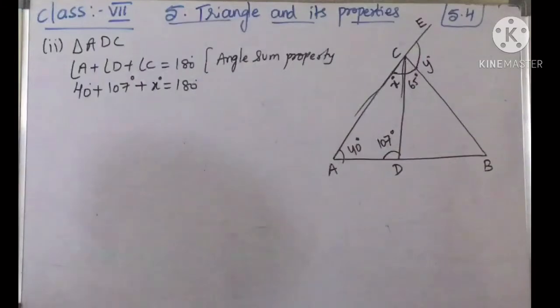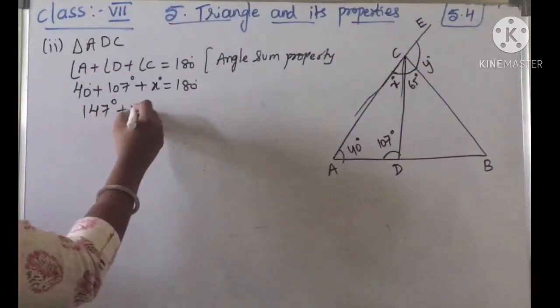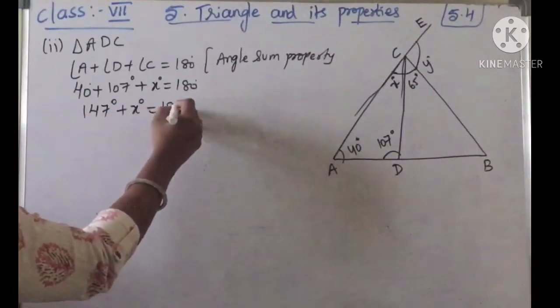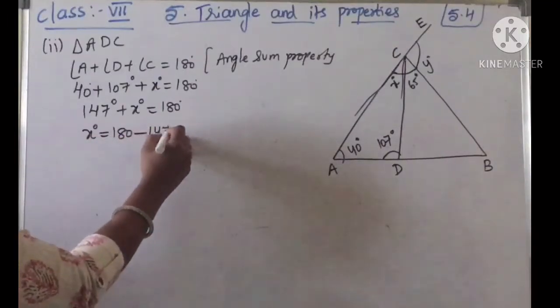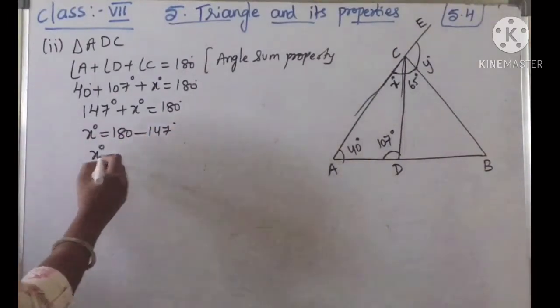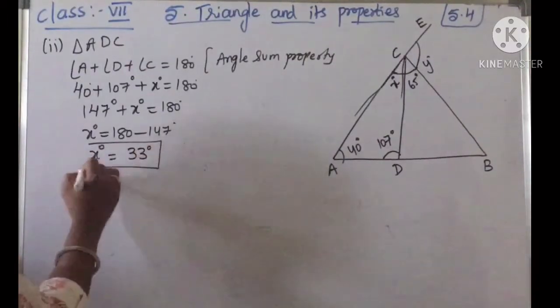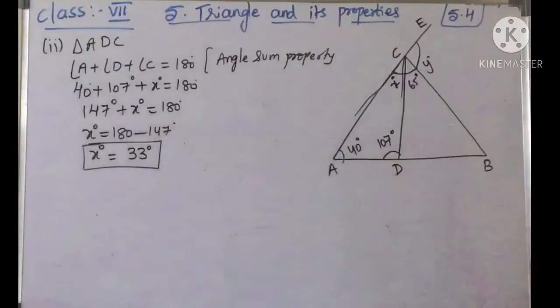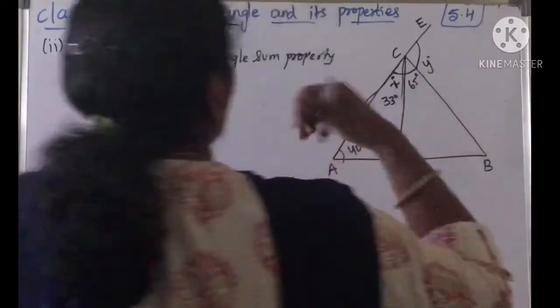Now 40 plus 107, how much? 147. So 147 degrees plus x degrees is equal to 180. X degrees is equal to 180 minus 147, that is x degrees is nothing but 33 degrees. So you got the value of x. Here you got x as 33. Now we need to find the value of y.